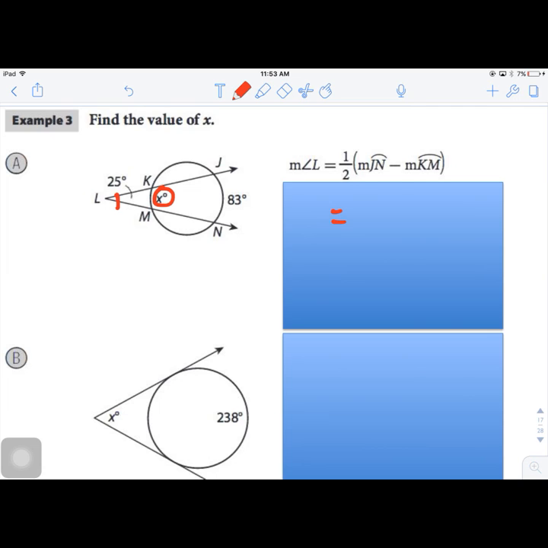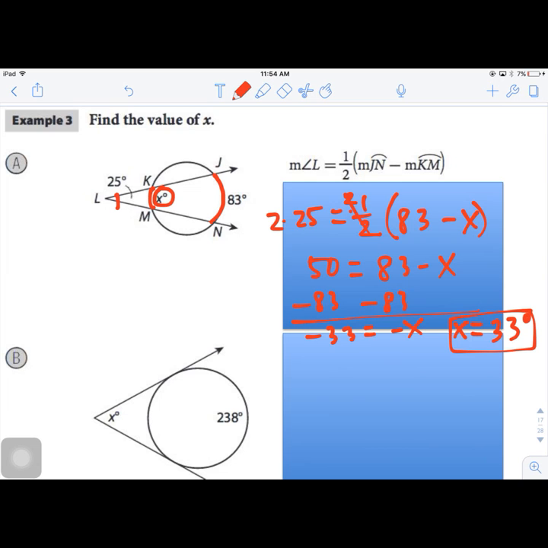The measure of the angle, which is given in this case as 25, is equal to half of the big arc, which is here, 83, minus the small arc, which we don't know, so we're calling it x. And again, we want to get rid of that 1/2 in front, so we're going to multiply by 2 on both sides, which will get rid of the 2. So we have 50 is equal to 83 minus x. Now we're going to subtract 83 from both sides, leaving us negative 33 equals negative x. Since they are both negative, I can just divide by negative 1 and get x equals 33, and that is the answer for part A.